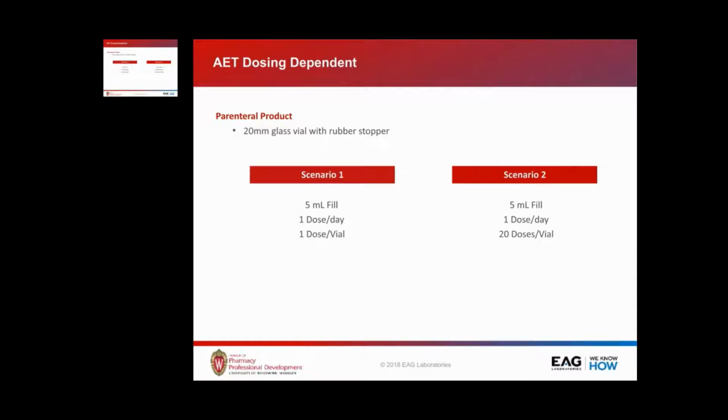In scenario 2, there's 20 doses per vial. Now, historically, a lot of people would say, well, I've done extractables and leachables for scenario 1, so that's going to apply to scenario 2 because it's the same glass, same stopper, same vial, so there's the same risk. So I can apply what I did here over to the other one.